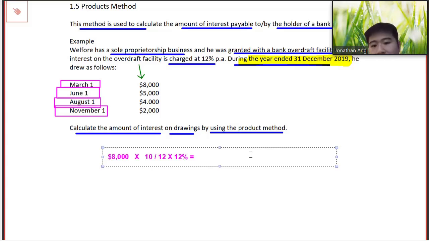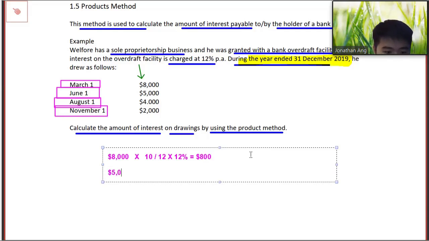It is very straightforward. You will have the product, how much the interest is being charged on the product, and also how long you use it. That's it. That is products method. So if you calculate this, you will get $800. The second one, you use $5,000 on 1st of June. 1st of June until end of December is a total of 7 months. Not 6 months. It's 7 months because on 1st of June itself you already loan. June, July, August, September, October, November, December. You use it for 7 months. Don't miscalculate it. So for this one you'll get $350.